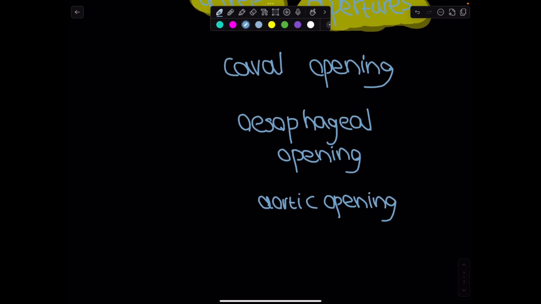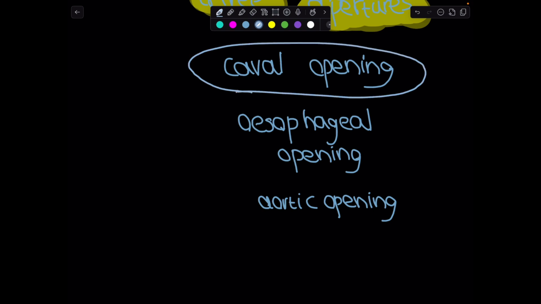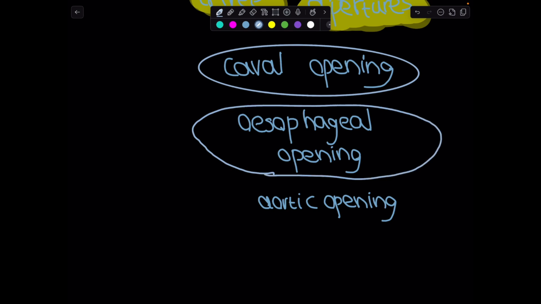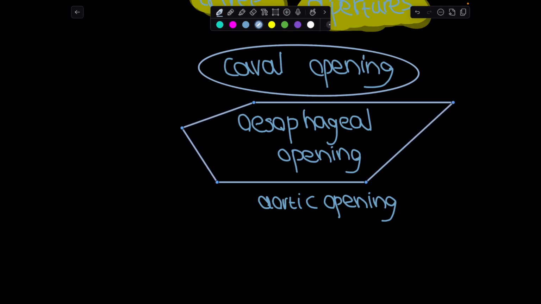I see. And what do these openings do? You kind of mentioned, but tell us again. The caval opening at T8 lets blood from the lower body flow through the inferior vena cava to the heart and drains lymph. It stays open to ensure constant circulation.